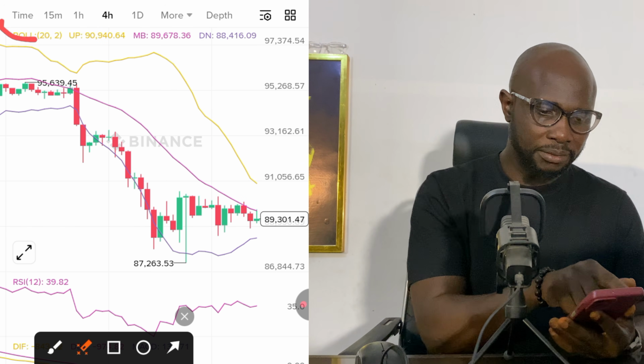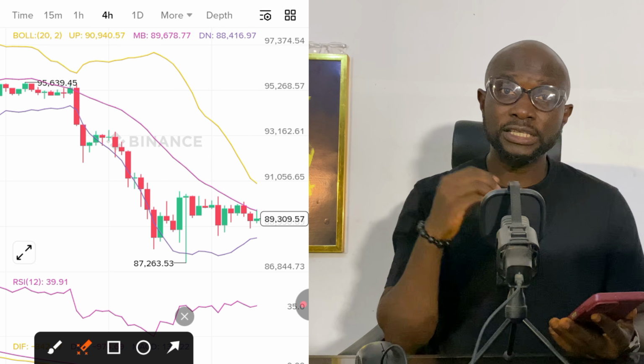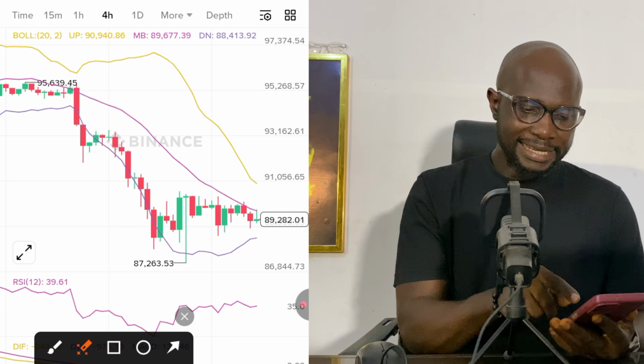Then check the time frame. You can see the time frame. Presently I put it at 4 hours. Now the next confusion we may have, just like what we are seeing here now, is that we don't know the next direction.